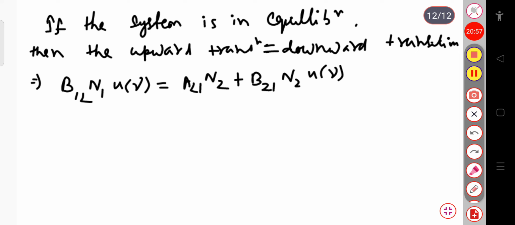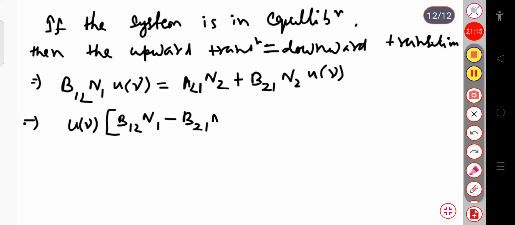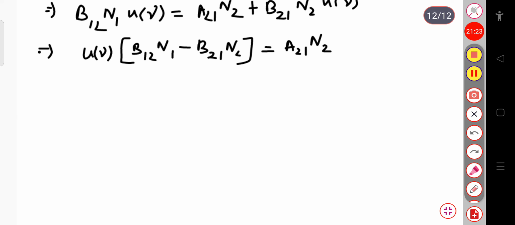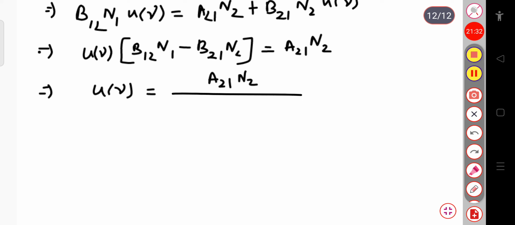Okay. So if I take this term to the left-hand side, then taking U of nu common, writing directly, this will be B12 N1 minus B21 N2, which is also equal to A21 N2. I can write it like this. This will be A21 N2. Now from this equation I can write U of nu equal to A21 N2 divided by the total bracketed term B12 N1 minus B21 N2.